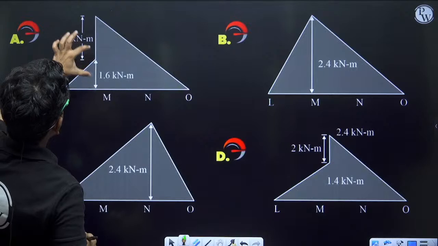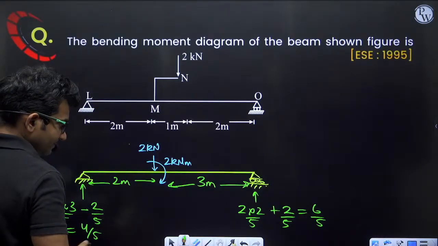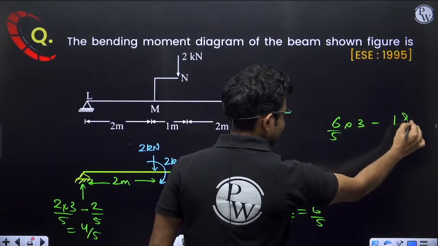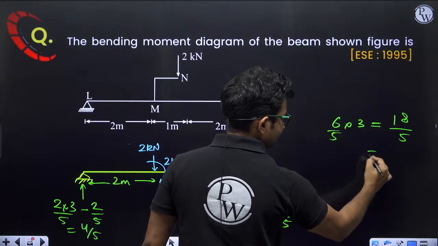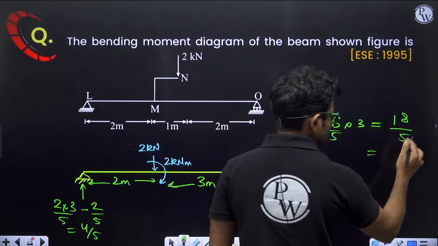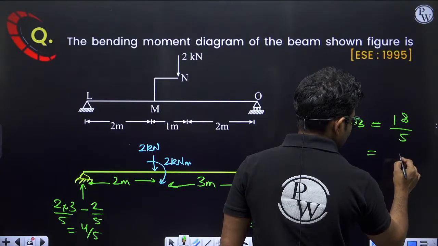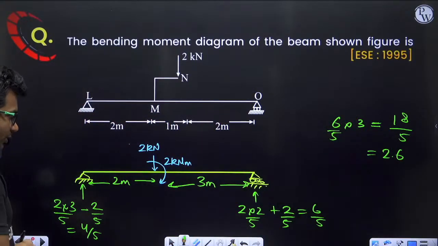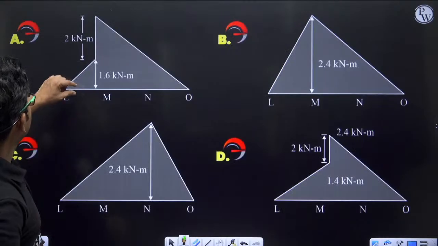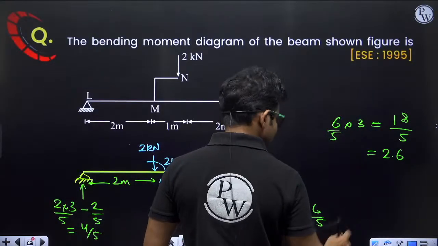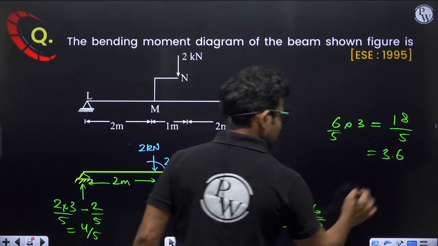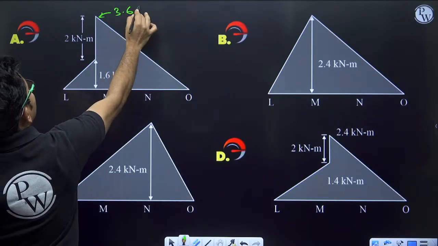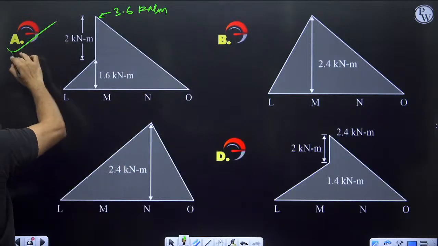So if I add 1.6 and 2, a minute, 6 by 5 into 3. Yes, 6 by 5 into 3. 6 3s are 18 by 5. 18 by 5 means 2.6, yes, so it will be, sorry, 3.6. It will be 3.6, not 2.6. So 1.6 and 3.6. So this will be 3.6 kilonewton meter. Okay, so the correct answer will be option A.